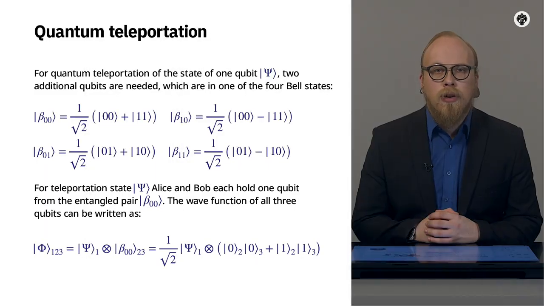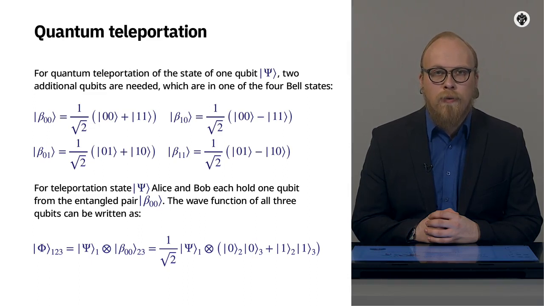Let's now look at the process of quantum teleportation. For quantum teleportation of the state of one qubit ψ, two additional qubits are needed, which are in one of the four Bell states: β00, β01, β10, and β11. For definiteness, we will assume that the auxiliary qubits are in the β00 state. Alice and Bob each hold one qubit from the entangled pair.